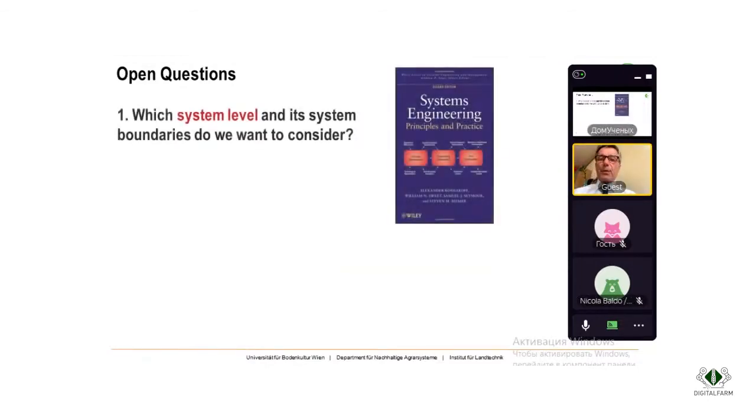Okay. So what are the open questions we have to deal with? The first, we have to have what is called a more system engineering approach. So you have to find a clear picture, an imagination, of what the system levels are that we have to deal with in agriculture. Next step, please.